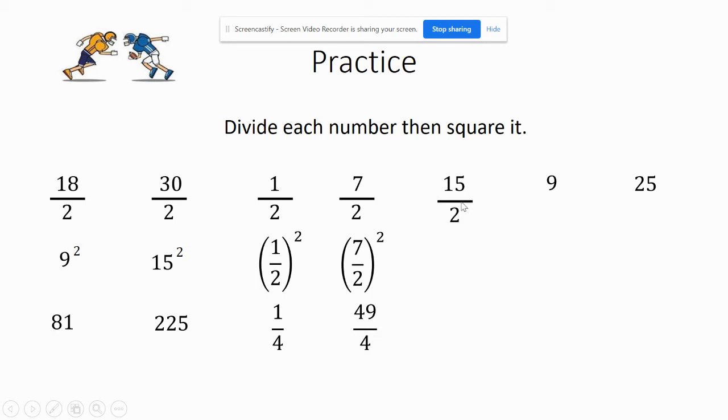Will 2 go into 15? No. So I'm going to divide it by 2. But 15/2 will be my number in the parentheses. And when I square it, I'll get 225/4.